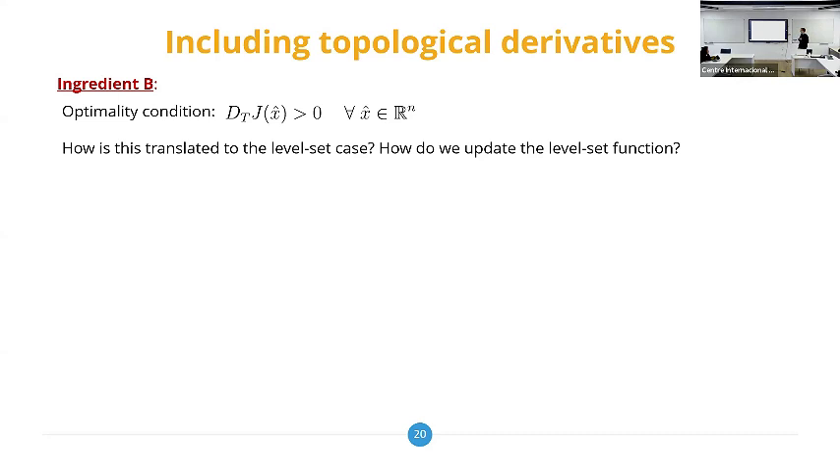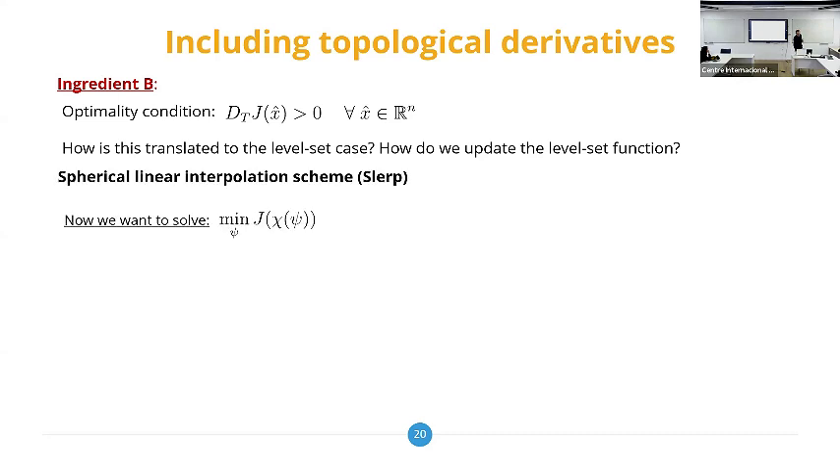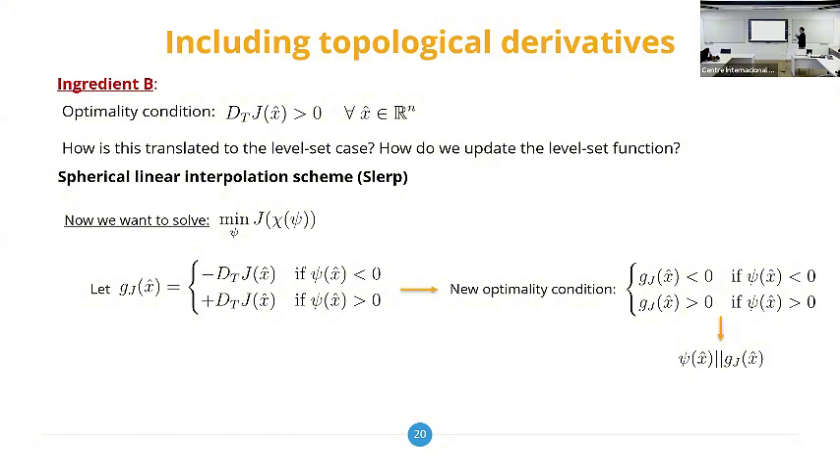How is this translated to the level set case? Well, we will introduce a mathematical tool to solve this problem with level set. This approach is called, by the way, Slerp. Now let another function be defined like this: topological derivative with a minus for the points where the level set is negative, and positive otherwise. And this is done in order to convert this original optimality condition to this new one, where basically when this new function is negative, then the level set is negative, and when this new function is positive, then the level set is positive.